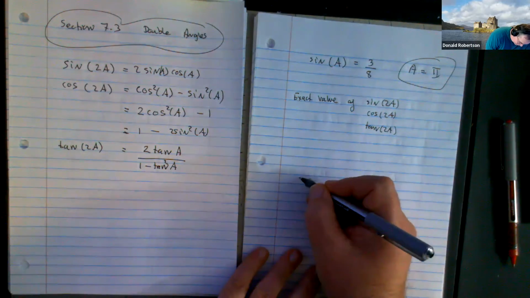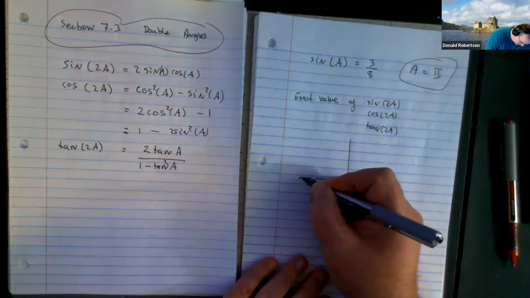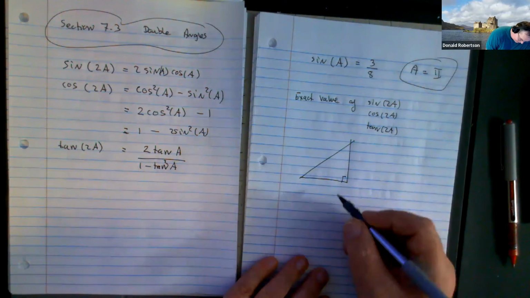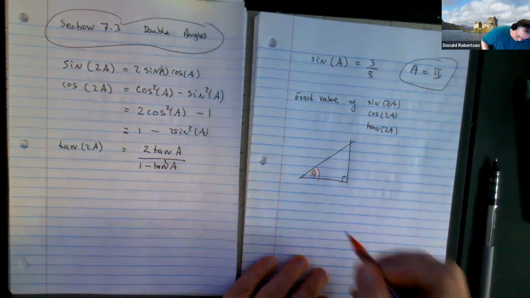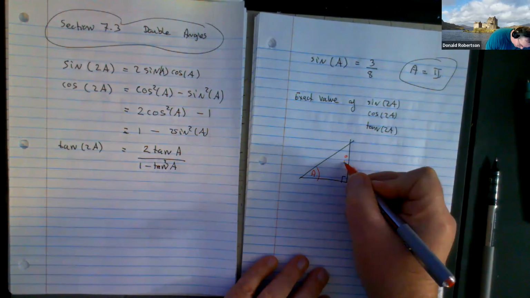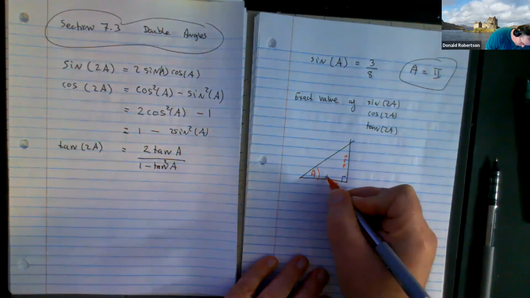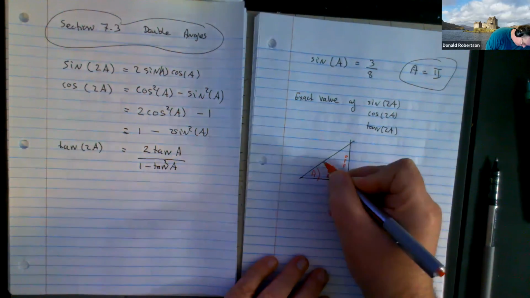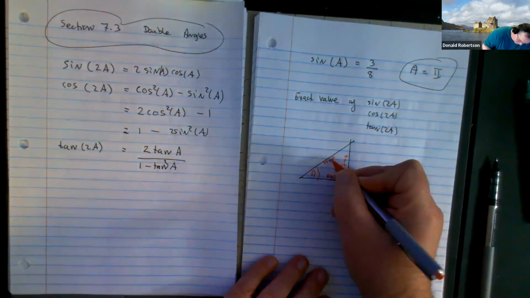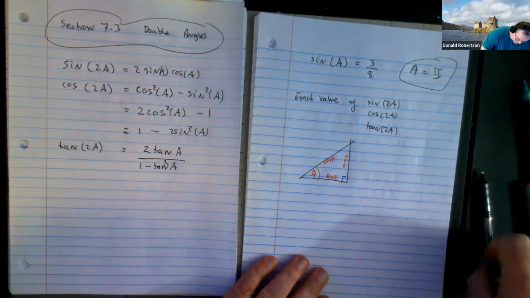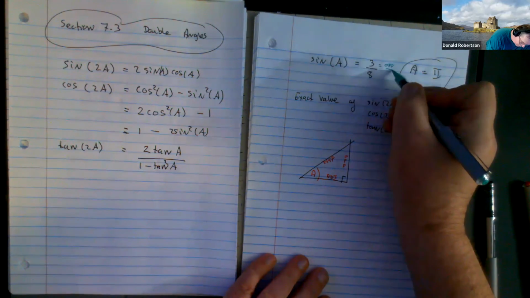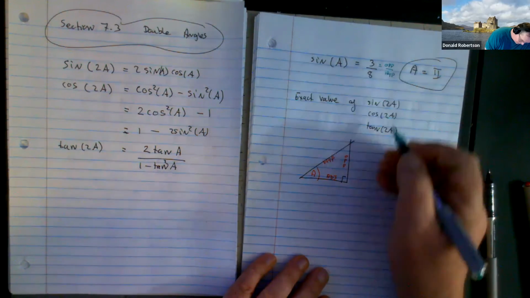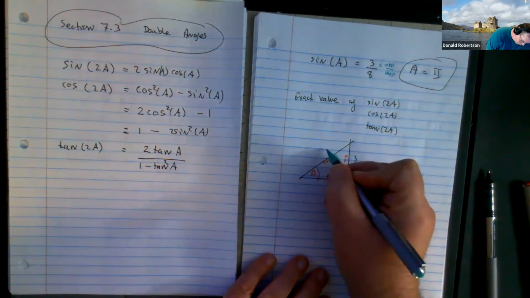First thing I'm going to do is build my right angle triangle. And this time the angle is going to be called A. This side is opposite, this side is adjacent, and this side is hypotenuse. So we're going to use these triangle things again. Now, what do I know? Well, isn't the sine opposite over hypotenuse? So 3 over 8.